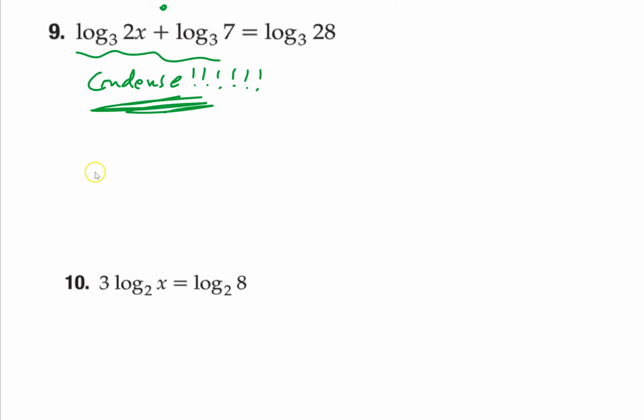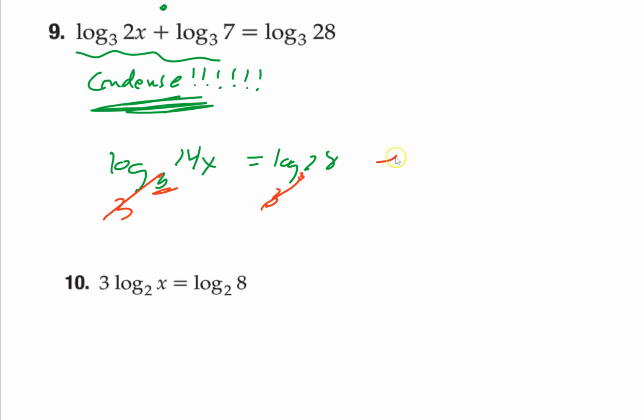Right, so here, plus means multiplication, so you combine them. Log base 3 of 2x times 7 is 14x. Equals log base 3 of 28. Look how easy this is now. You're like, oh, take a 3 to both sides. I have to get rid of a log. It's a 3 right there. You can see it. It's your fault, not mine.